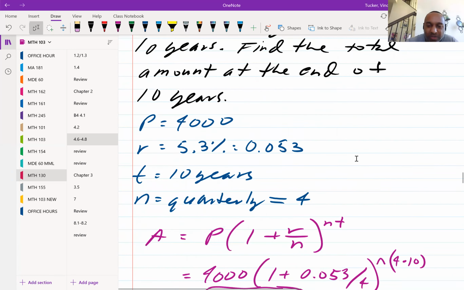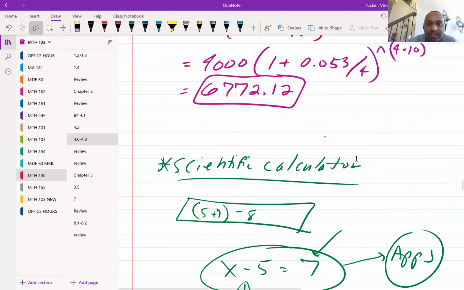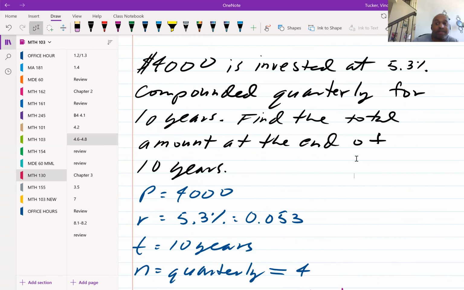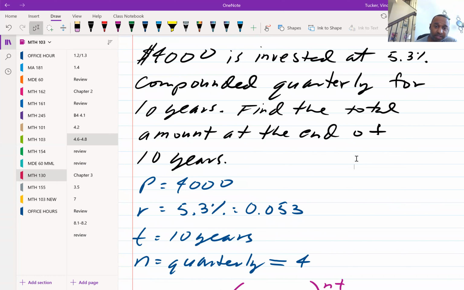All right, let's see. How many more do I have of these? Okay, so this is the last type of problem. Okay. So we got $4,000 is invested at 5.3% compounded quarterly for 10 years. Find the total amount at the end of 10 years.